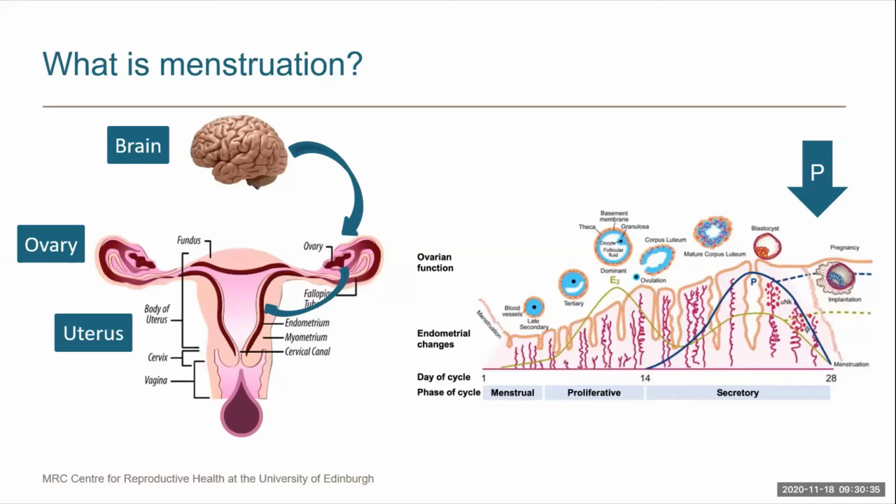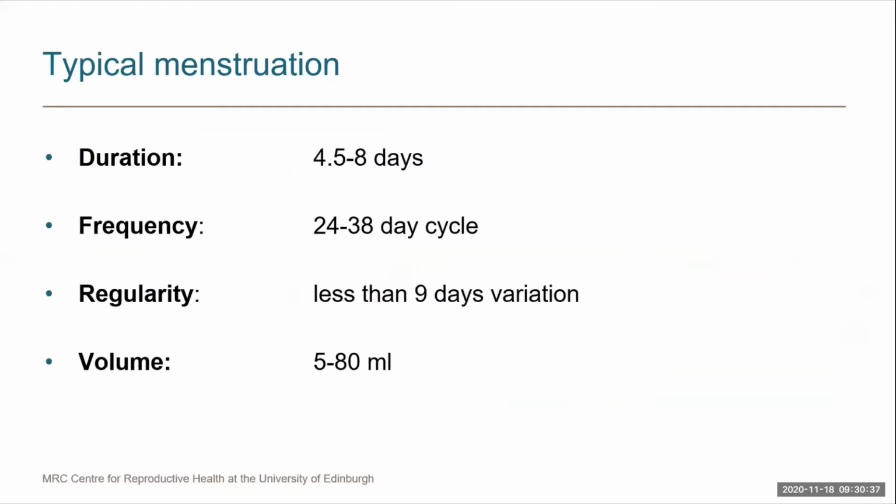So what is typical? Well, we've come up with 4 standardised terms to look at menstrual bleeding. Now, this doesn't include pain and PMS, but it's important to standardise this, and global experts have come up with the duration of bleeding, which is the number of days you bleed for, and it has been shown that anywhere between 4.5 and 8 days is quite typical.